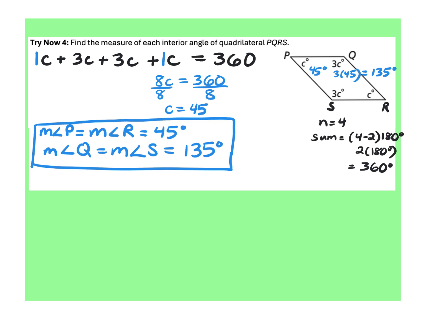The next 2 examples that we're going to look at here move away from polygons and just to some review of some algebra properties. Later on in this unit, we're going to look at some polygons in the coordinate plane. So it's going to be important that we understand how to calculate the distance between 2 points in the coordinate plane or the midpoint between 2 points in the coordinate plane.